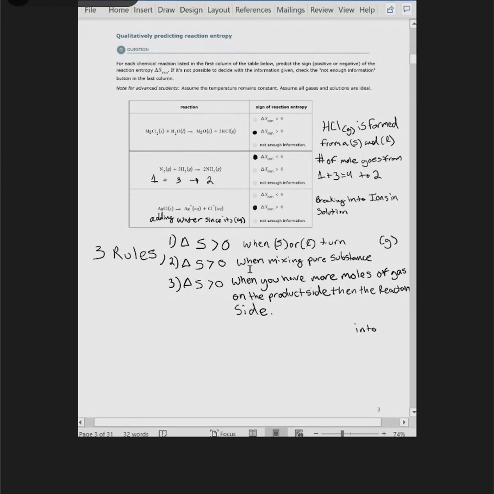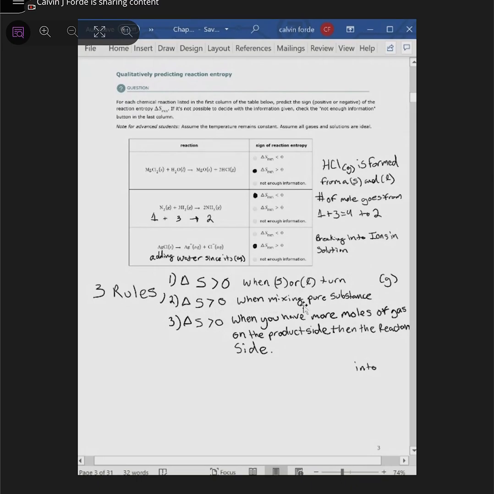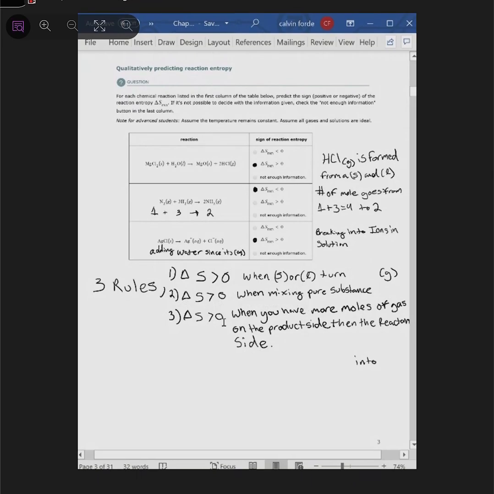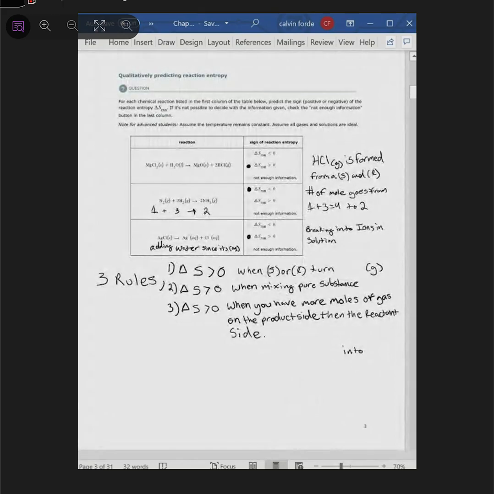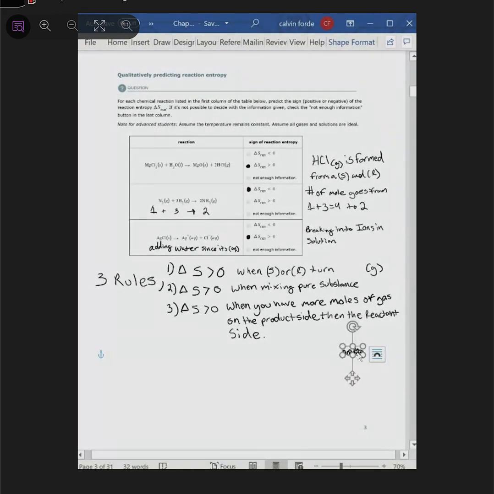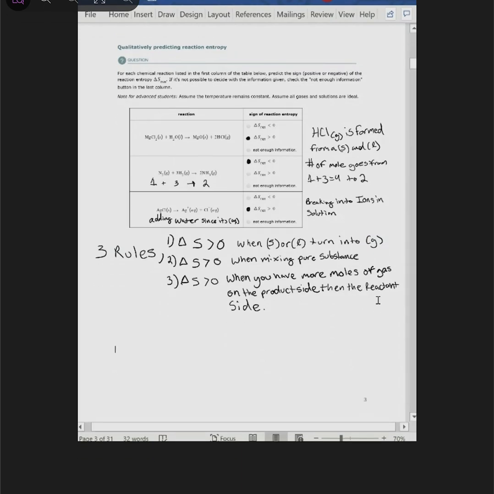So delta S also increases when you mix pure substances, and when you have more moles of gas. Right? When you have more moles of gas on the product side than on the reactant side, that's also showing that you're going to increase your entropy. Obviously, if you have more moles on your reactant than product, then you're decreasing, right?